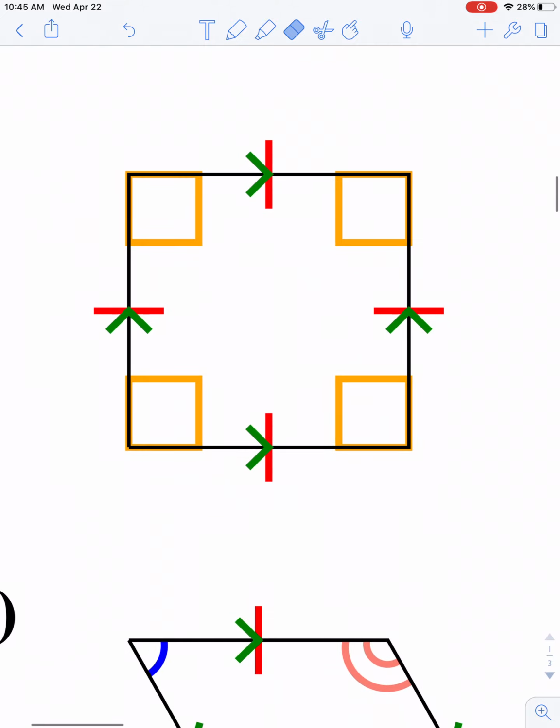All right, number 4 has a few different classifications. It can be a quadrilateral, has 4 sides. It can be a parallelogram. Those opposite sides are parallel.